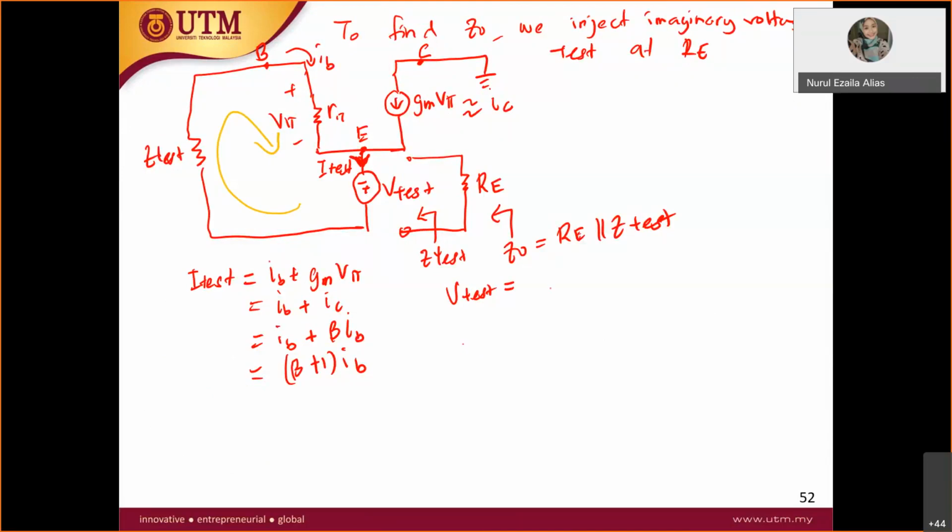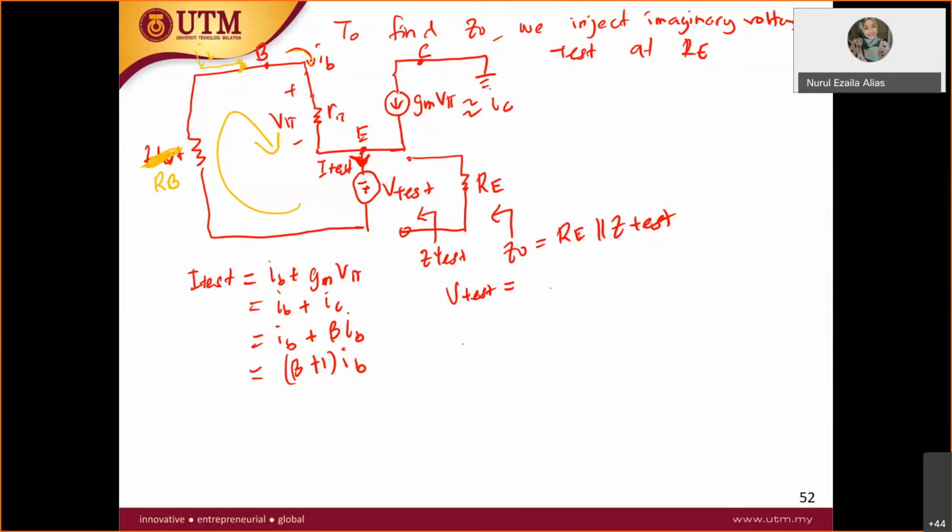Can someone? Equal to what? V-test? Just KVL loop. So it is equal to the, this is RB. Okay, so equal to what? So current here is the same current. There is no point there. So therefore this is the same current IB.